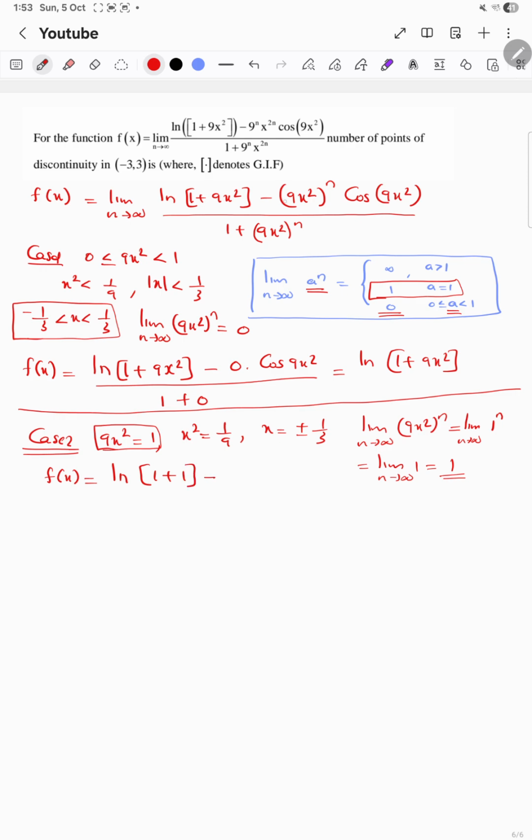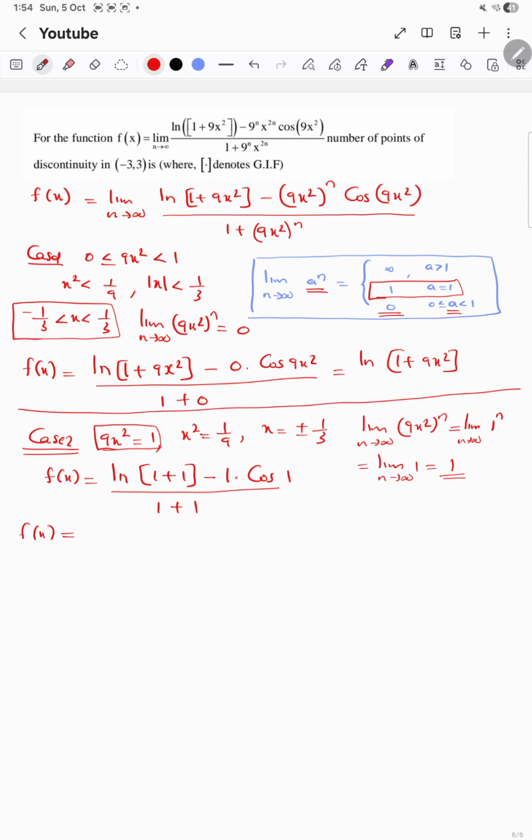Minus. Now what will be this 9x square raised to n? It will be 1 power n. What is 1 power n? 1 into cos 9x square, we know the value. What is 9x square? It is 1 divided by 1 plus. What is 9x square? 1. 1 power n. 1 power n will become 1 only. So it is 1. So what is our function in this case?